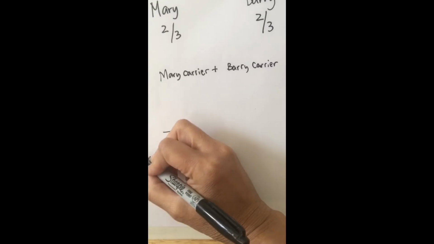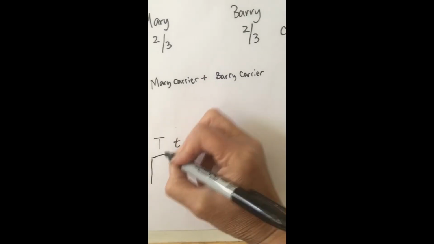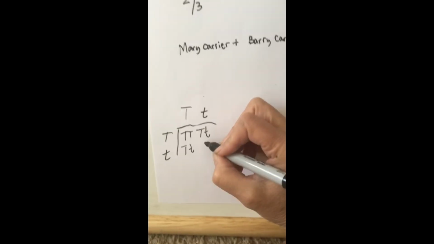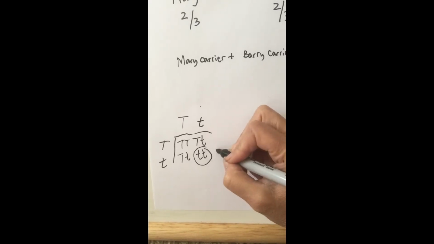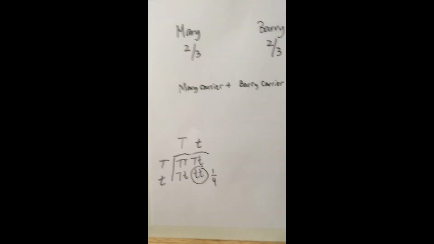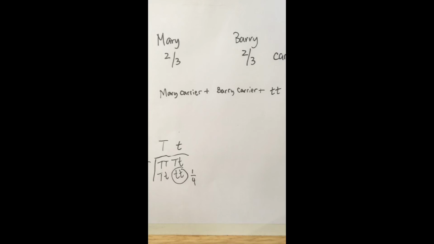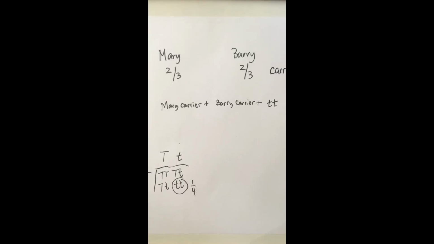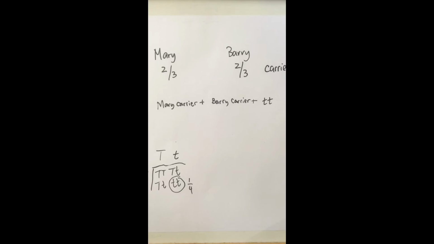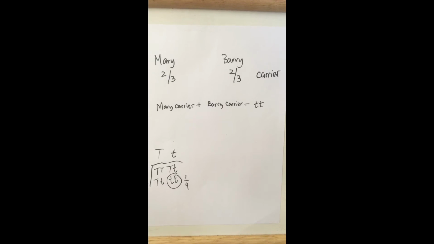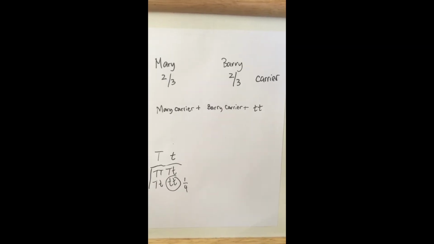Now, the third thing is that even if they are both carriers, we can go back to this Punnett square here. Even if they're both carriers, that does not mean that they are going to have a child with thalassemia. In fact, there's still only a 1/4 chance that they will have a child with thalassemia. So all of these things have to happen. Mary has to be a carrier, Barry has to be a carrier, and on top of that, their child has to inherit 2 recessive alleles. So when we're talking about 3 things that have to all happen at the same time, we are going to multiply. This is the multiplication rule.